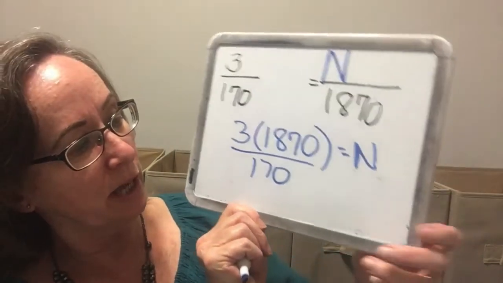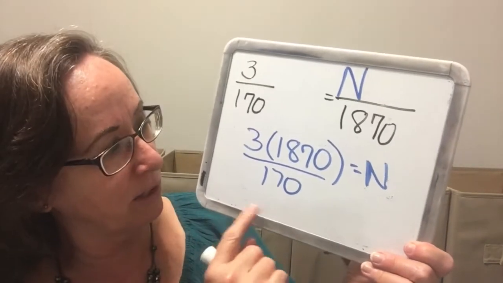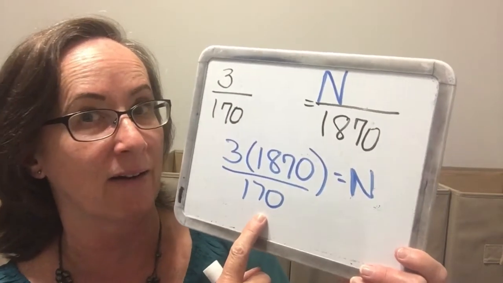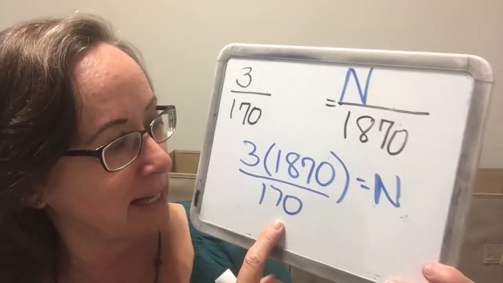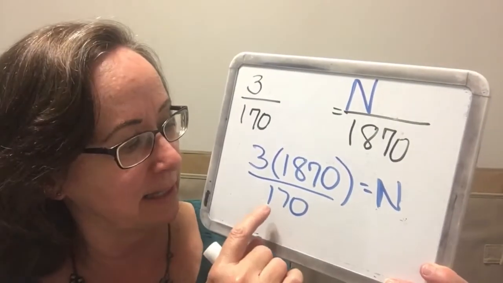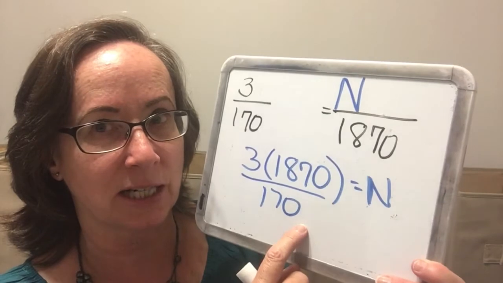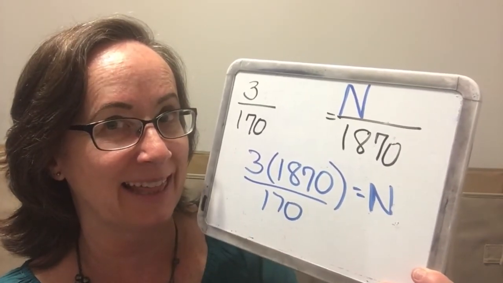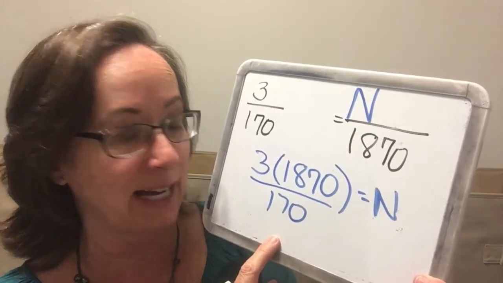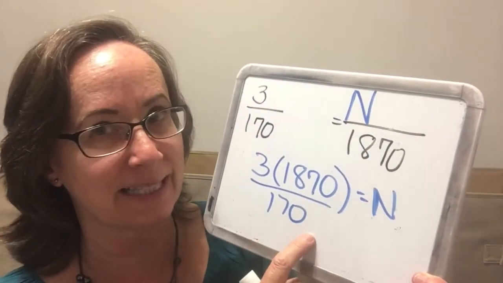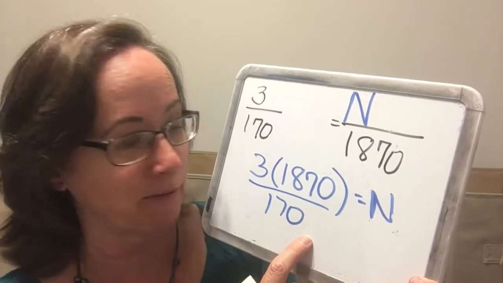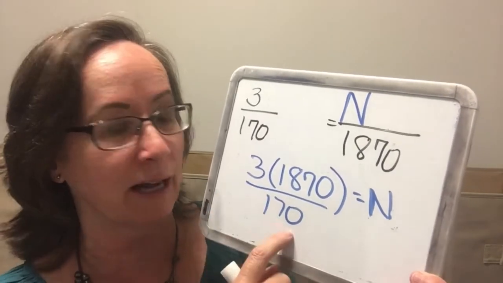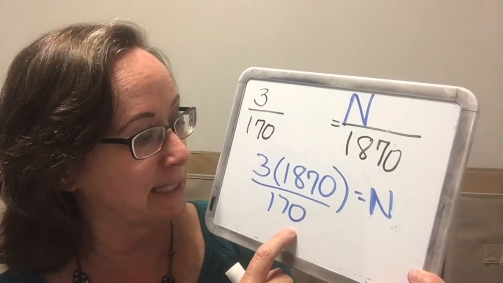All right. So when I do this, I know that 3 does not go into 170. Now, how do I know that right off the bat? Because when I add up the digits, if the digits add up to a multiple of 3, then 3 is a divisor. And 1 plus 7 plus 0 does not add up to a multiple of 3. It adds up to 8. 8 is not a multiple of 3. Therefore, 3 will not go into 170.